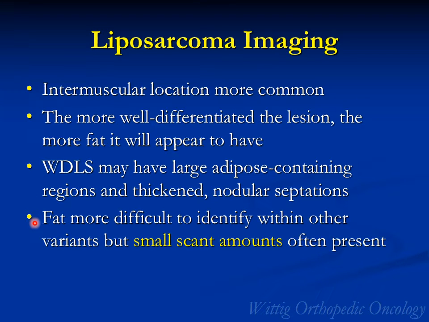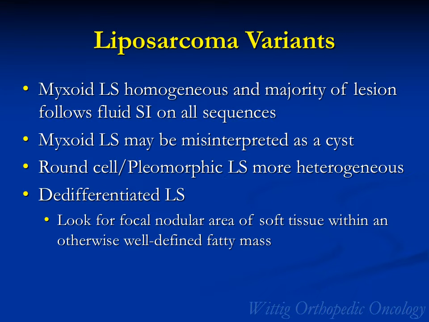Fat is more difficult to identify within the other variants, but a small scant amount of fat may be present on various MRI images, but it can be very difficult to discern. It needs standard T1, T2, and T2 fat suppressed images. Myxoid liposarcoma is more homogeneous, and the majority of the lesion follows fluid signal intensity on all sequences. Myxoid liposarcoma can be misinterpreted as a cyst.